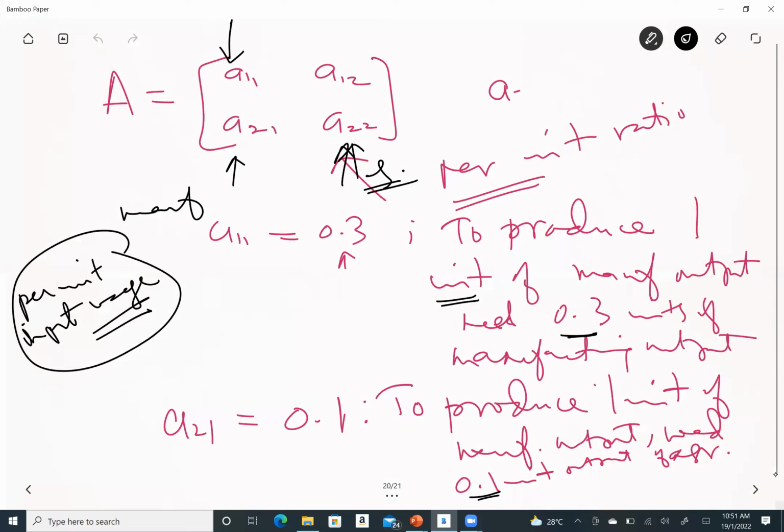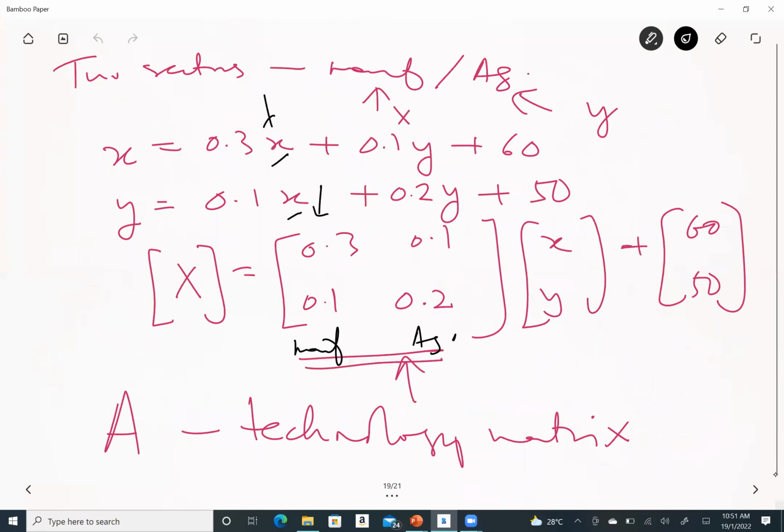Okay, any question? All right. So that is the column, the column of the matrix. That's what it means. Input requirement. So I have the matrix here, X equal to everything like that.